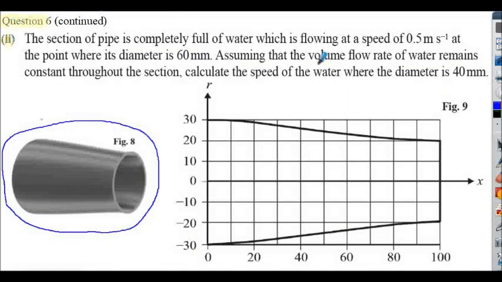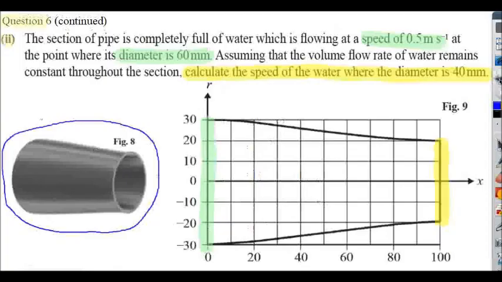Question 6, part 2. This is where we need to use the continuity equation. We're now considering speeds of flow through the vessel. We've got to calculate the speed of the water where the diameter is 40 millimeters. From the graph here, this is the 40 millimeters diameter. Given in the question is the speed of flow at the 60 millimeters diameter, so we know the speed of flow through here. Solution shown on the following slide.